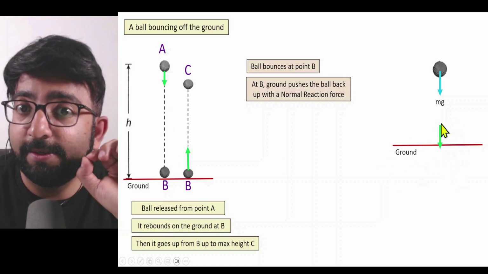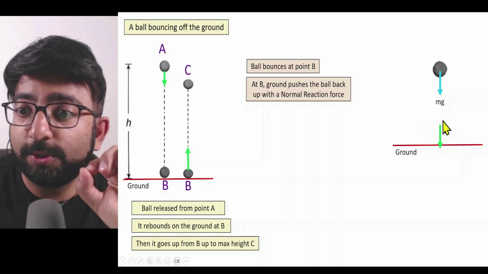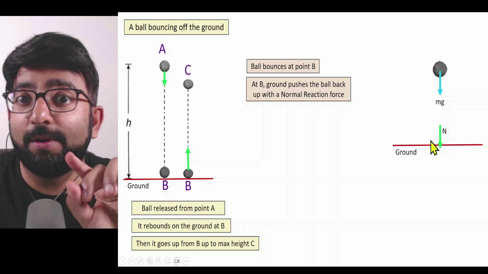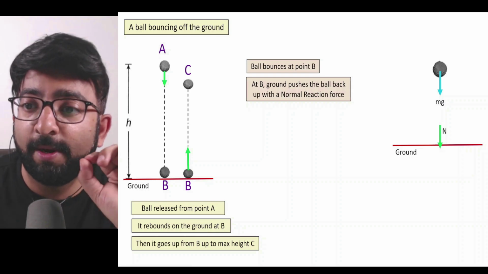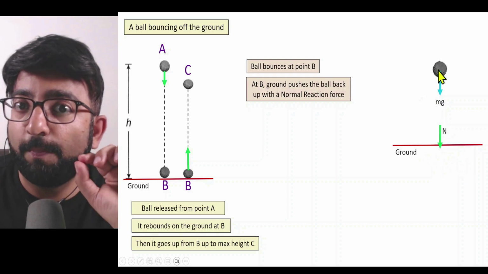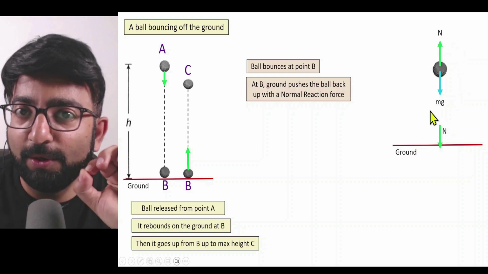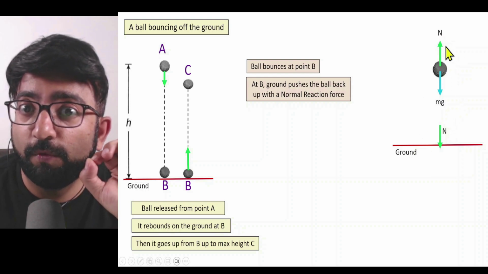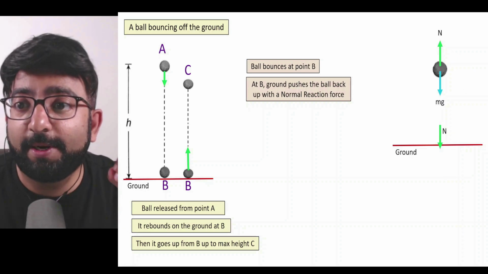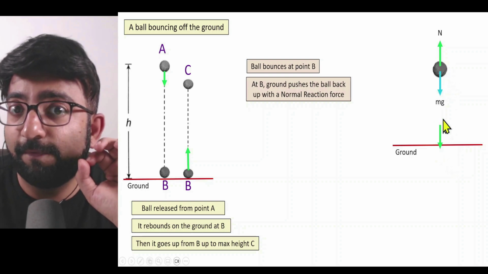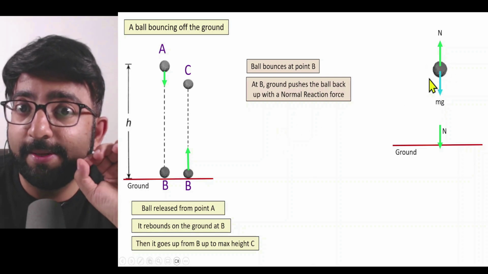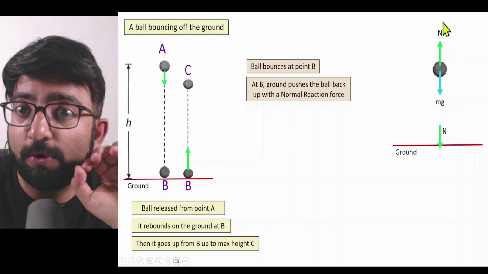So this N is the normal reaction, or rather the force provided by the ball to the ground in the downward direction. And according to Newton's third law, if you remember, forces are always in pair. So if the ball is pushing the ground downwards, the ground will also push the ball upwards. And according to Newton's third law, the magnitude of those two forces will be the same, direction is opposite, and forces always act on different objects. So one force is acting on the ball, the other force completing the pair is acting on the ground. So we conclude that the ball is being acted upon by a force which is the normal reaction.